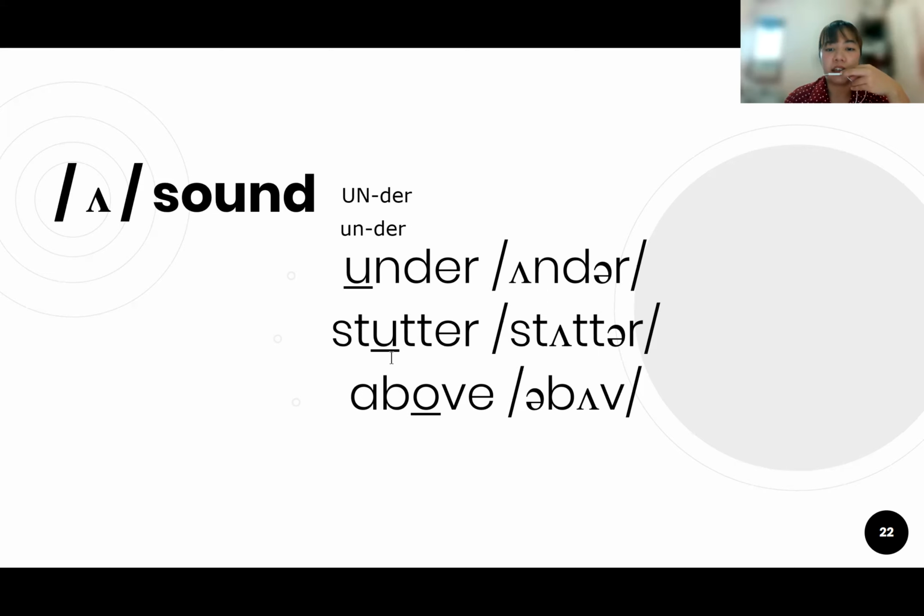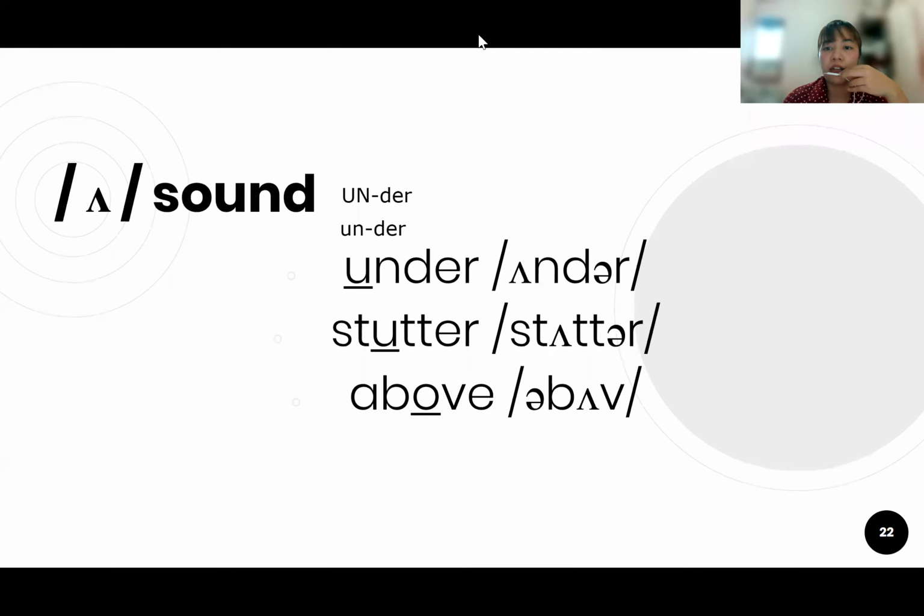Same with stutter. In stutter, you have two syllables as well. Our stressed syllable is stut. So that's why we make use of the inverted V, and the schwa for the letter E here in the ter syllable.